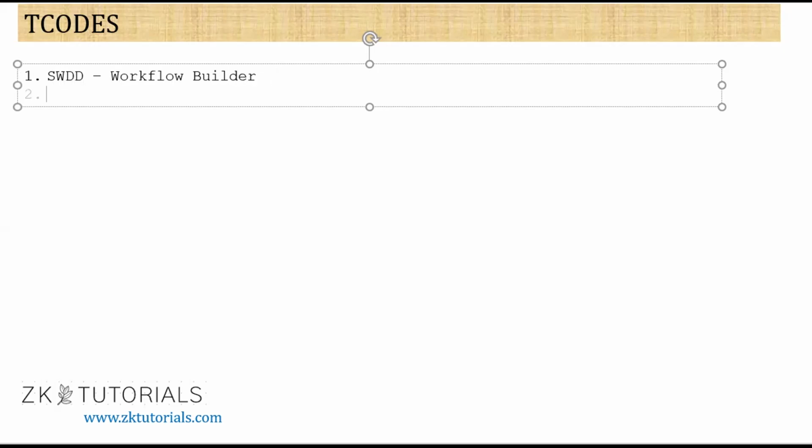Now we'll see some important T codes, which are all new. The first main T code is for how we build the workflow, and that is SWDD. That is my workflow builder. SWDD is the transaction code to create a workflow. Then we have some different ones: SO01, or you can say SBWP, that is for the user workplace, or business workplace.